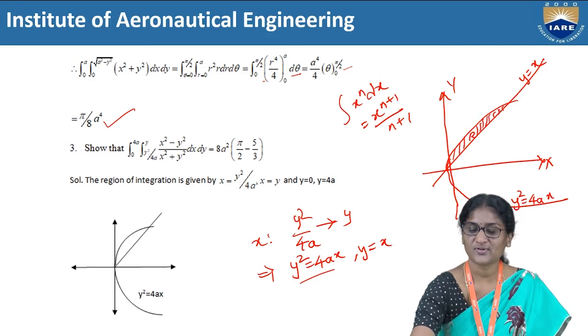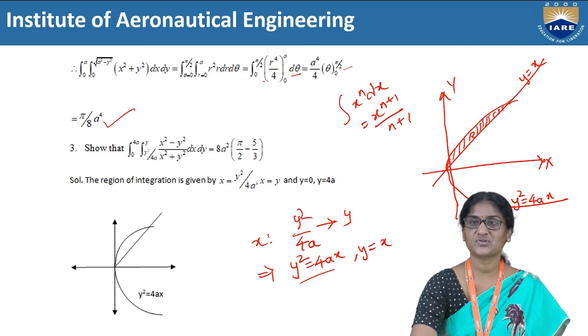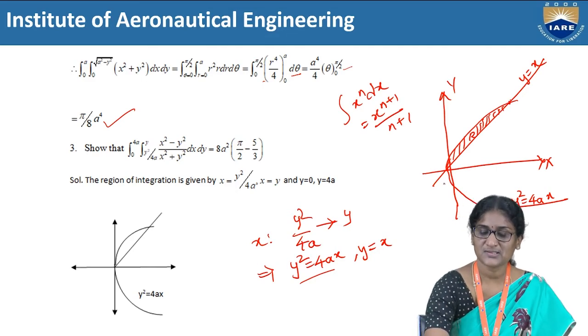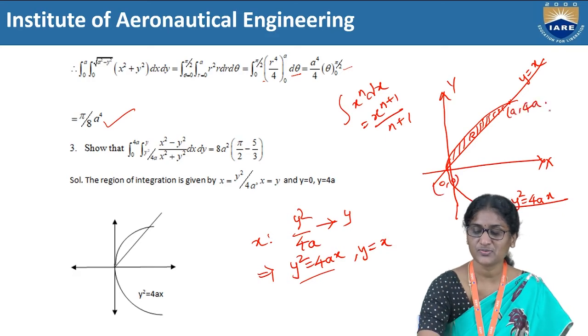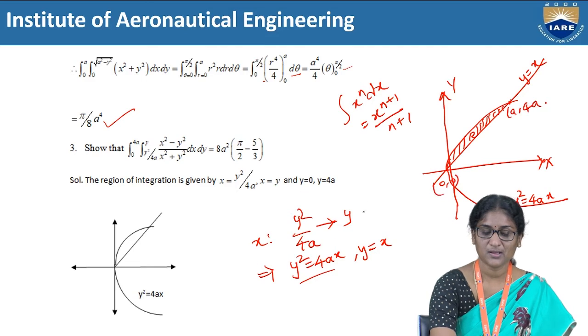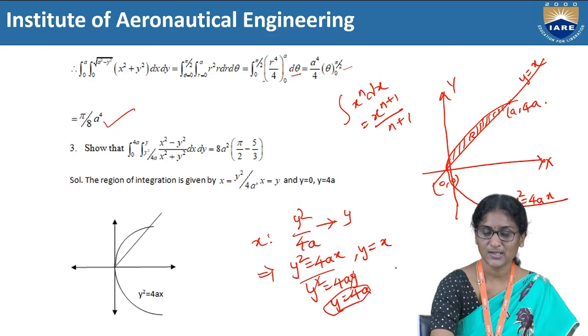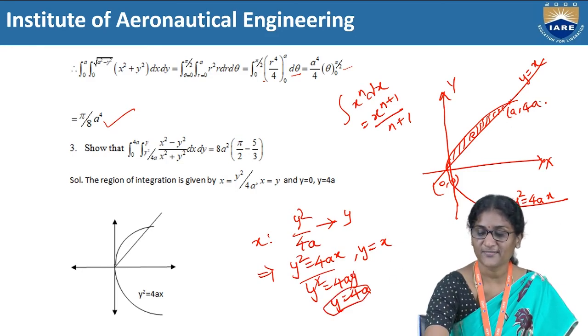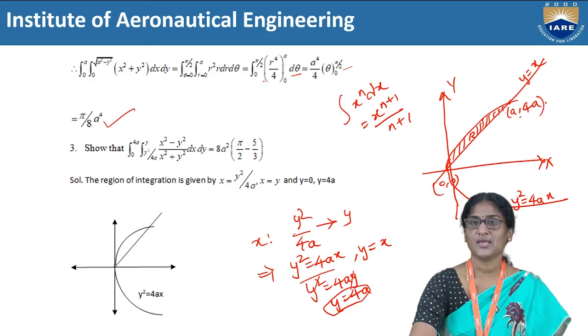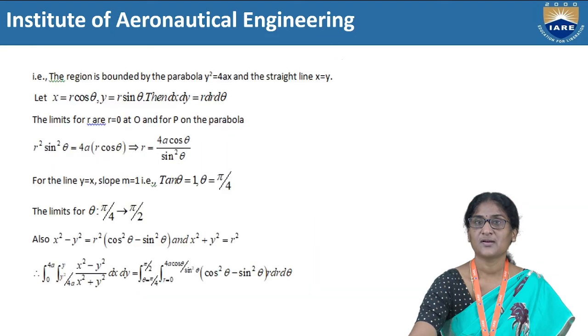Now you have to get the point of intersection. We have to solve for the point of intersection, and this is 0, 0, and this is a comma 4a. How did I get this 4a? I substituted x is equal to y in y square is equal to 4ax, so y square is equal to 4ay, and y gets cancelled, so y is equal to 4a. So the points of intersection of the two curves are 0, 0 and 4a. This is how we have to do the calculation part.